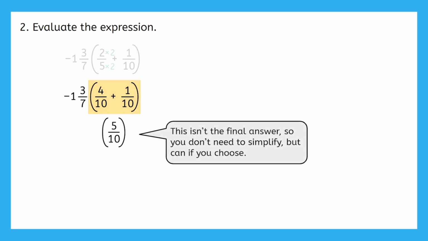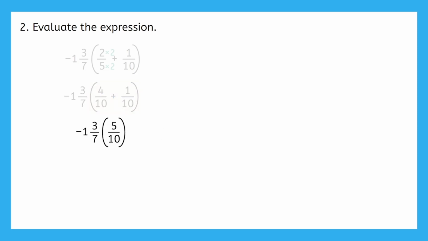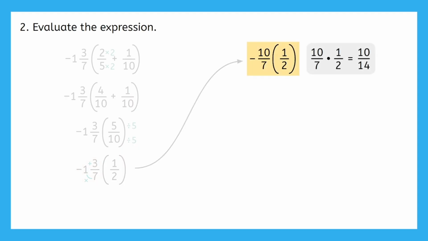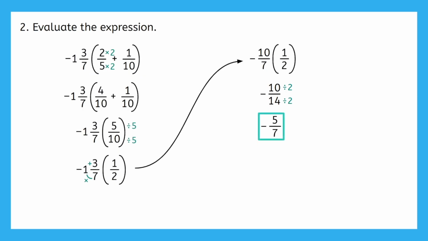Since this isn't the final answer, we don't need to simplify, but we're multiplying next and we don't need common denominators, so we can make this easier for ourselves later by simplifying 5/10 to 1/2 in this step. Before multiplying, change 1 3/7 to an improper fraction, making the expression -10/7 times 1/2. Finally, we'll ignore the signs and multiply to get -10/14 after applying the sign. Simplify this to -5/7, and we have our final answer.